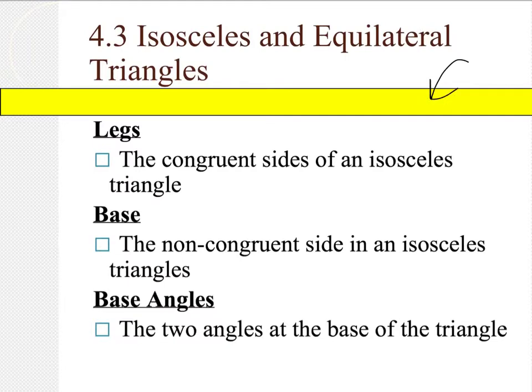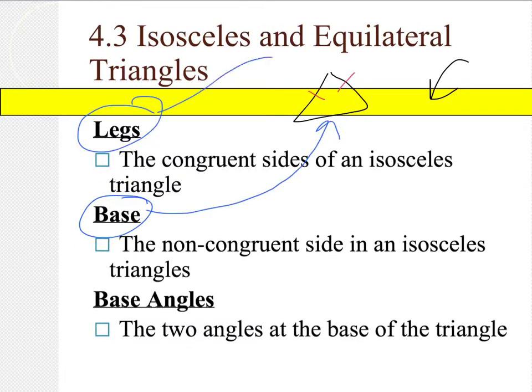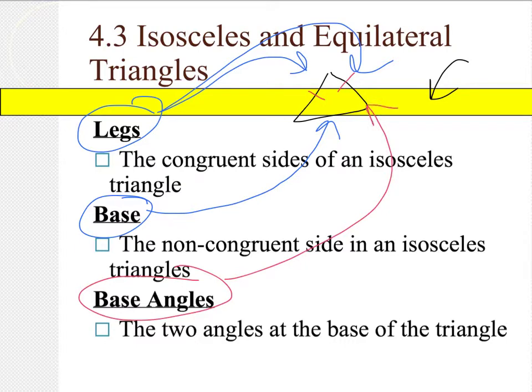Alright, so the legs. The legs are the congruent sides of an isosceles triangle. So again, if we look at an isosceles triangle, they are those two congruent sides, those two sides with the red tick marks. But the base is the non-congruent side in an isosceles triangle, so our base would be this bottom side. Legs would be the top two right here and here. And then our base angles are the two angles at the base of the triangle, at the very bottom. We have legs, base, base angles.